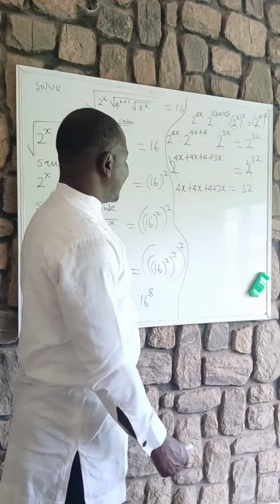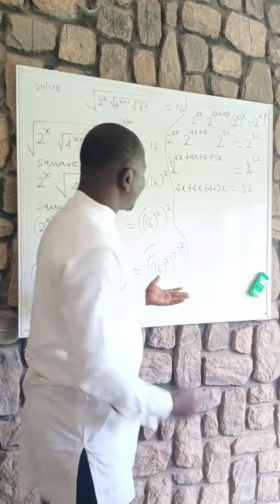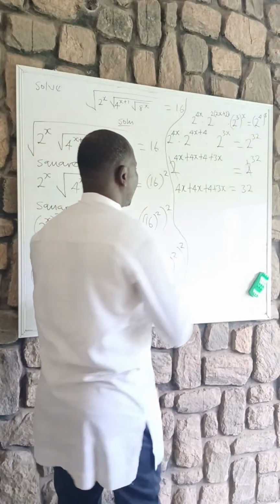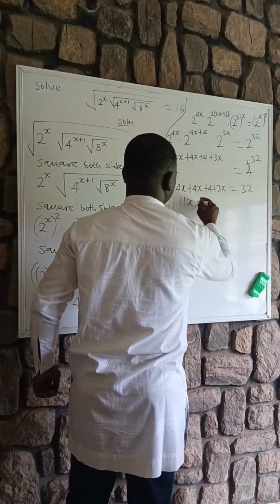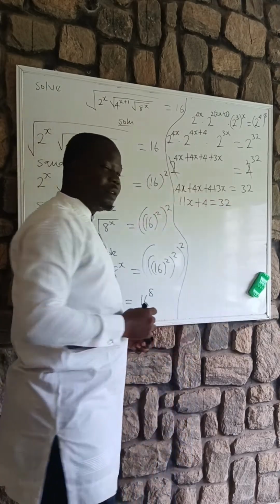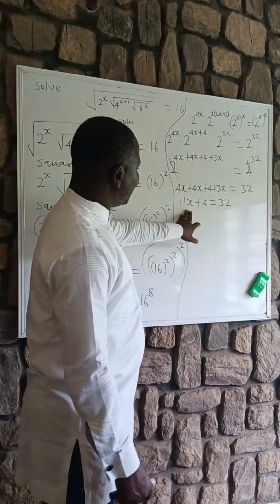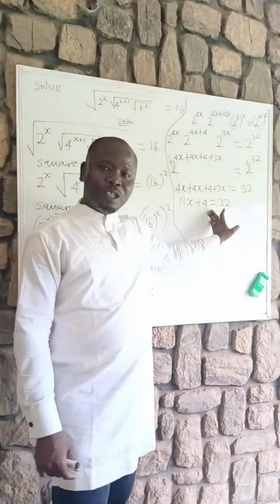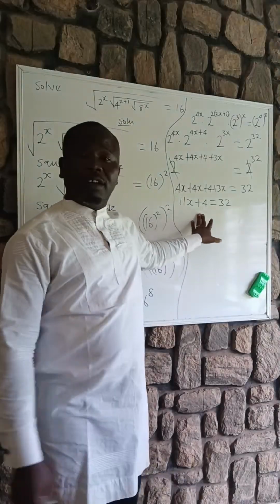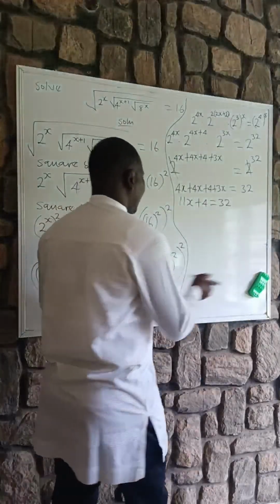Okay, no mistake. It means we can add this and this, because they are the same thing. This is 4x, this is 4x, and this is 3x. We can add them together to give us what? 11x plus 4 equals 32. Amen? Yeah, it's true. So at this point, this is a linear equation. So we just need to find the value of x. So how can we find the value of x? It is for us to collect like terms.